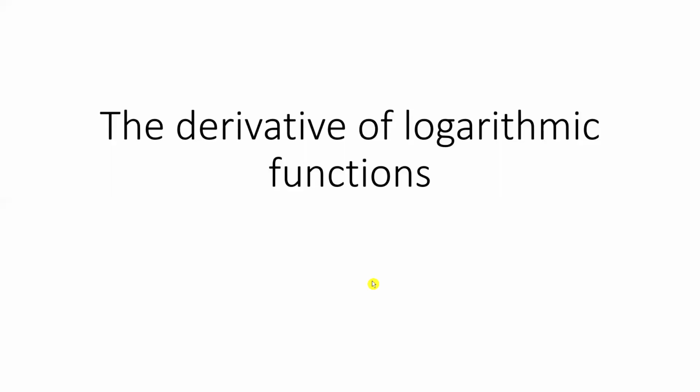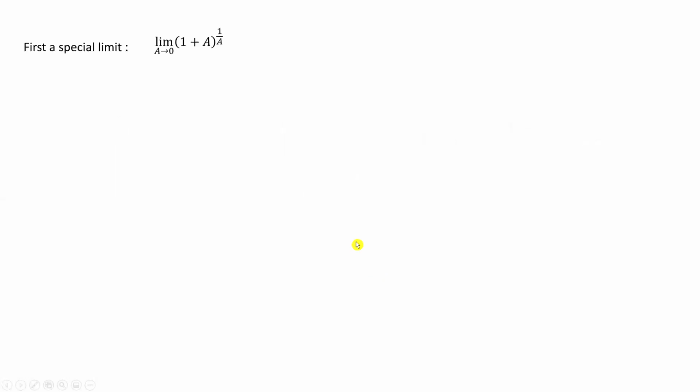Time to learn some new derivative rules, in particular, the derivative of logarithmic functions. Before we find the derivative, we're going to work with a special limit. The limit is, as a approaches 0, (1 plus a) to the 1 over a. How we're going to evaluate the limit is we're going to make ourselves a chart. We'll pick a value for a and work out the limit 1 over a.